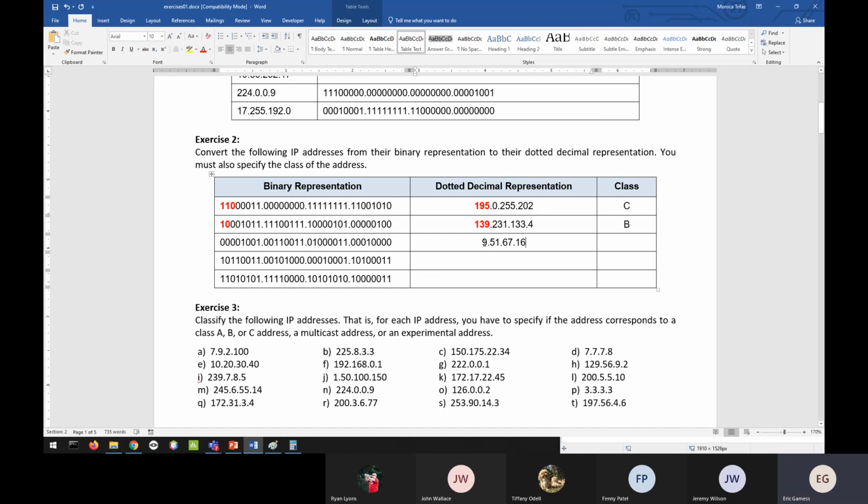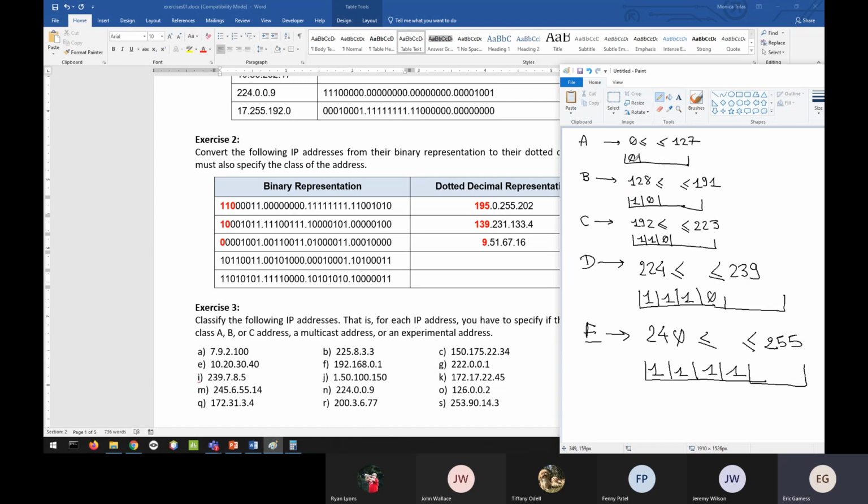Okay, so what is the class? We look at, for example, here, this value is between 0 and 127. If it's between 0 and 127, we have a class A. Another way to see it: we just take the very first bit. If the very first bit is a 0, it's a class A. It's the only one that has the very first bit as 0.